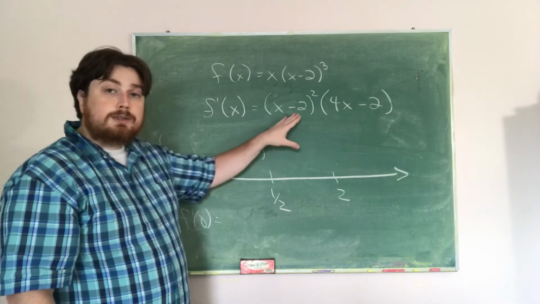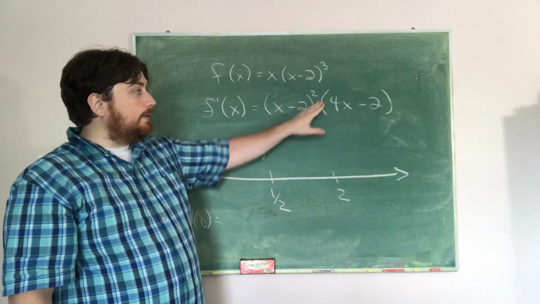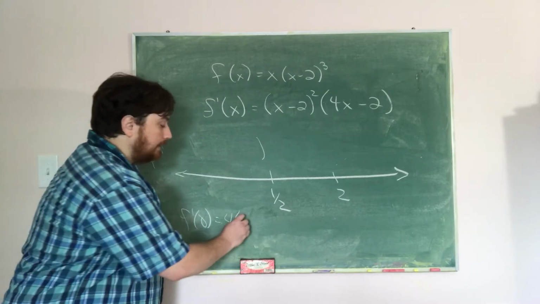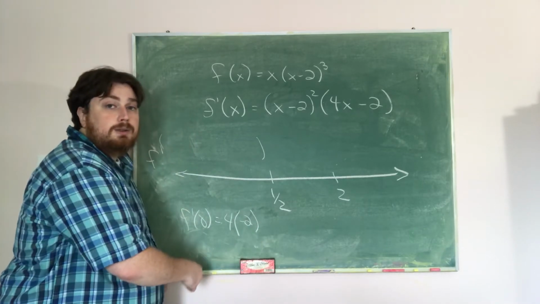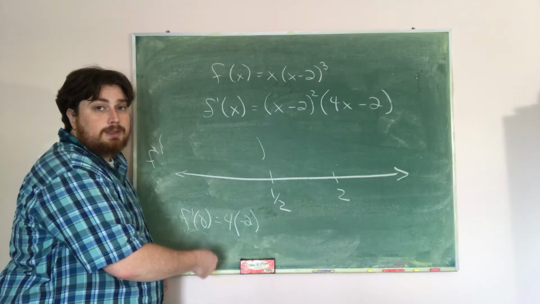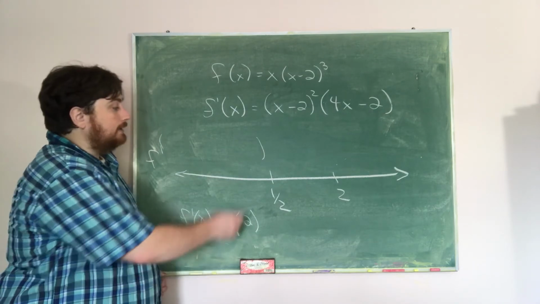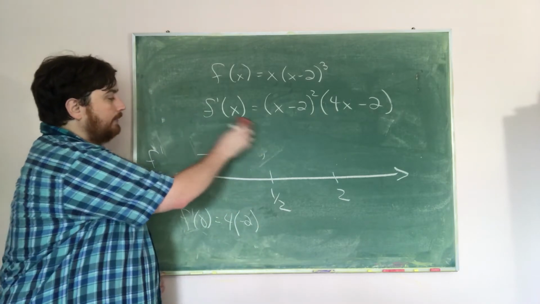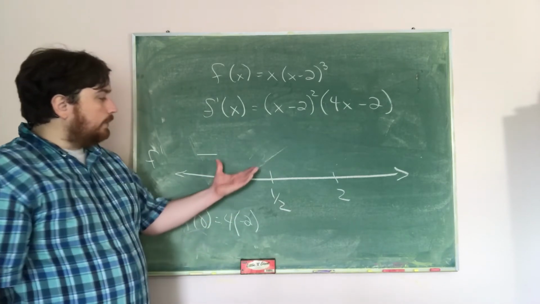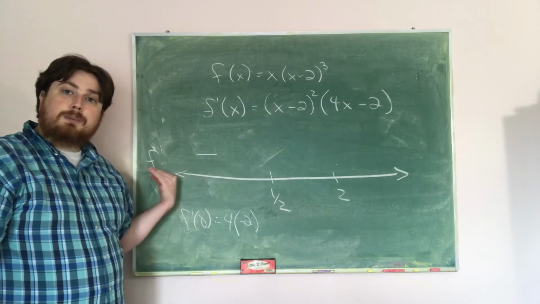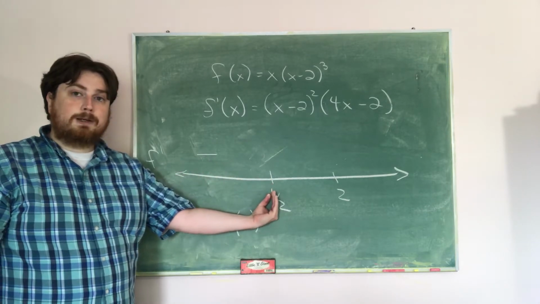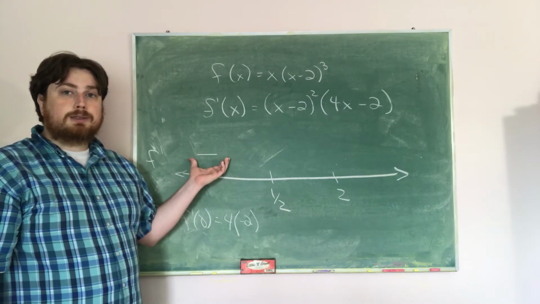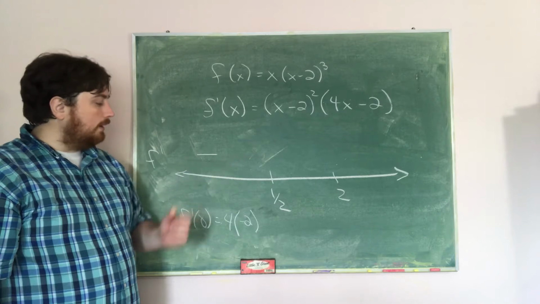f prime of 0 is going to be (0 minus 2) squared, which is 4, times (0 minus 2), which is negative 2. So I get 4 times negative 2 is negative 8. Negative 8 is negative. So the number doesn't actually matter. The only thing I really care about is the fact that it's going to be negative. So on this interval from negative infinity to 1/2, my derivative will always have to be negative because I can't change from positive to negative.